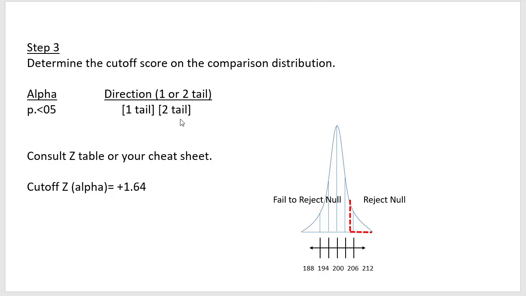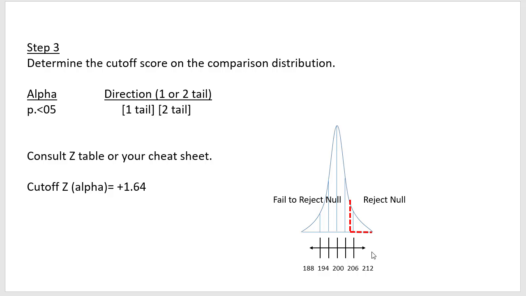In order to find the cutoff z-score for a one-tailed test at the 0.05 alpha level, we can consult our z-table, or we can use the cheat sheet that we got in chapter number 5. So the cutoff z-score, which is our alpha, is equal to positive 1.64, which means that if the mean of our sample has a z-score that is greater than 1.64, then we will reject the null hypothesis, and that's based on our comparison distribution, which is now a distribution of means.